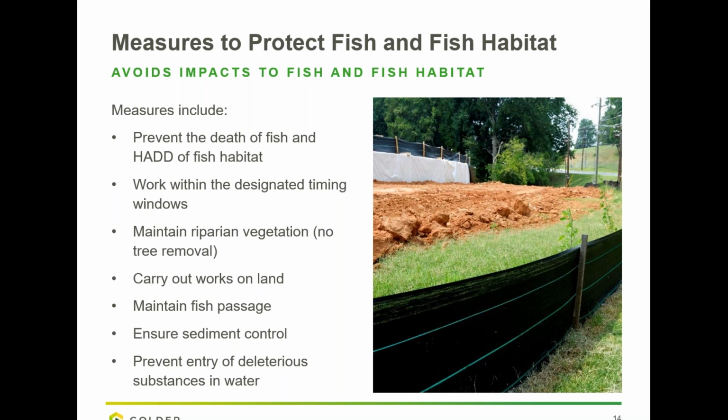And the one area, particularly associated with road crossings and clear span bridges, is that activity is allowed, and following through the measures to protect fish and fish habitat, it talks about maintaining riparian vegetation and minimizing disturbance, and it says avoiding tree removal. So depending on the location of that bridge, it may be difficult to actually meet all of the criteria that are outlined.